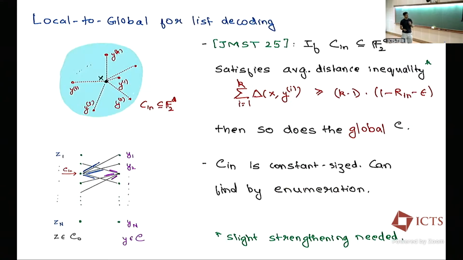And what our result can be viewed as is a local to global phenomenon, but for list decoding. We can show that if you have an inner code which satisfies this kind of average distance inequality that I just mentioned, and instead of average, let me write sums, it will be slightly easier not to have denominators. So if you take any k code words in this inner code, in this constant size code, and sum up their distances from any center x, then the sum is at least k minus 1 times 1 minus r. If you have this kind of property, a slight strengthening of it, for this inner code, then you also have the same for the global code. We'll prove this in a minute. The constant size objects can be found by enumeration, so you can instantiate this with your favorite inner code, and you get this globally, and you get an infinite family of codes. Again, any questions? This is what we'll try to prove now.